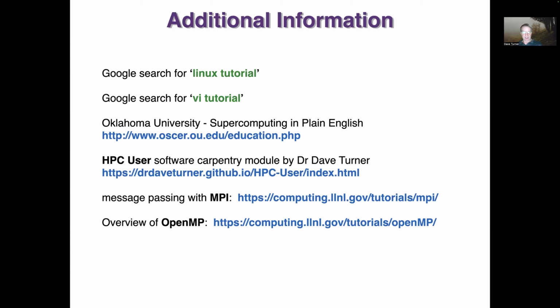These last two things are getting more advanced. Multi-node parallelization uses the Message Passing Interface, or MPI. Doing multi-threaded computing within one node is done with OpenMP most of the time if you're programming in C, C++, or Fortran. So if you want to learn more about those, the Lawrence Livermore National Lab links are very good.